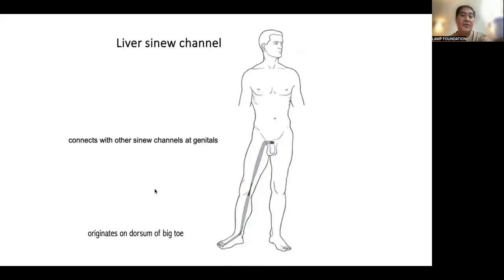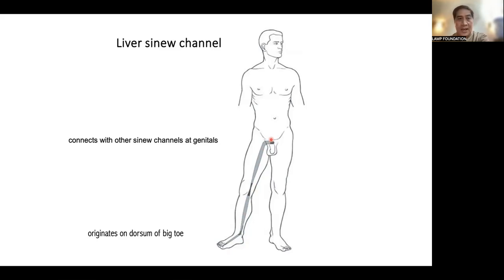Then finally, we have the muscle channel or the sinew channel. It begins on the dorsum of the big toe, crosses in front of the medial or the internal malleolus, and it ascends along the medial aspect of the tibia, connecting at the inside of the knee. From here, it proceeds up the medial aspect of the thigh to the genitals, where it joins with other muscle channels. So what are the pathological symptoms?